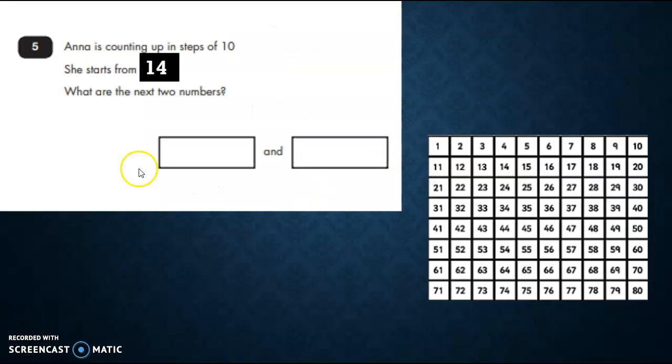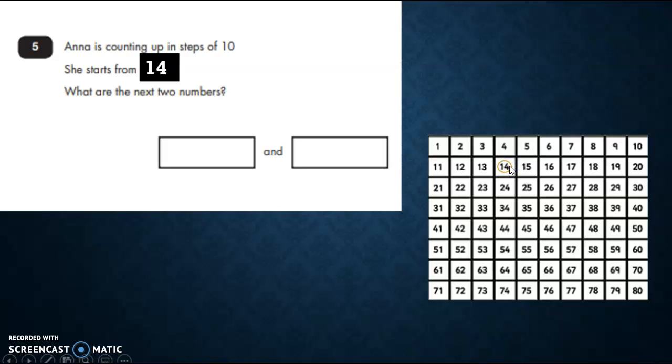Okay. Here we have the question. Anna is counting up in steps of 10. She starts with the number 14. What are the next two numbers? Now again, there are quite a few ways we could work this out. One way we could do it, we could think about a 100 square. We're not able to use one here, but we could picture a 100 square in our heads. So I would start with the number 14.